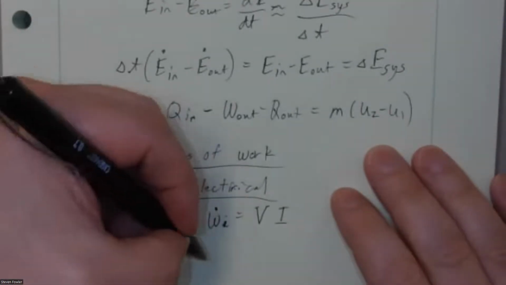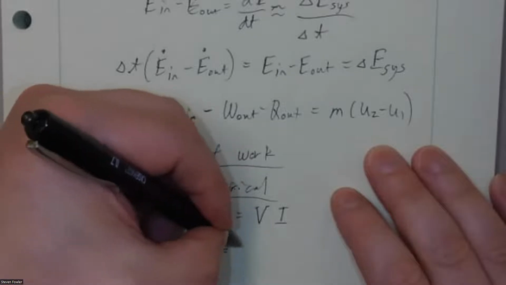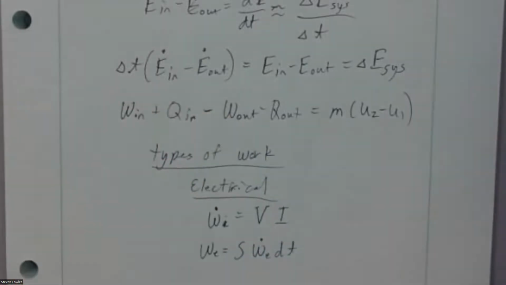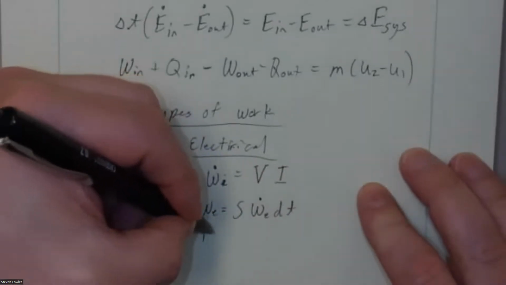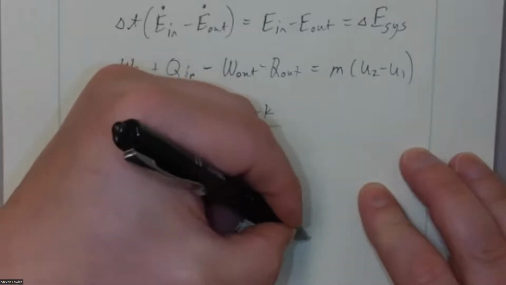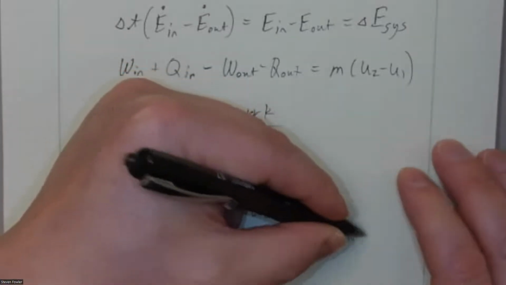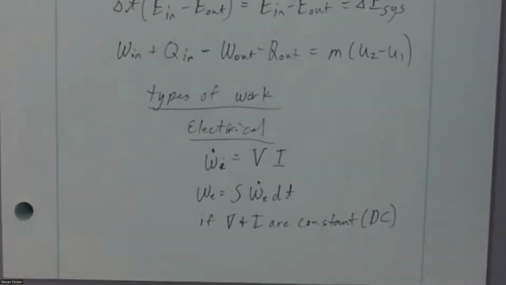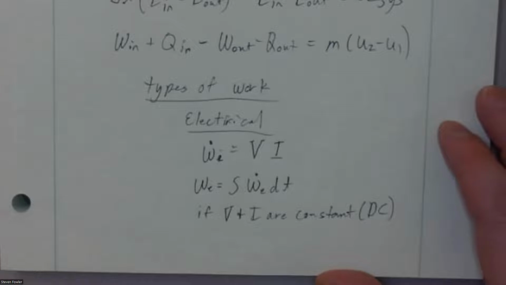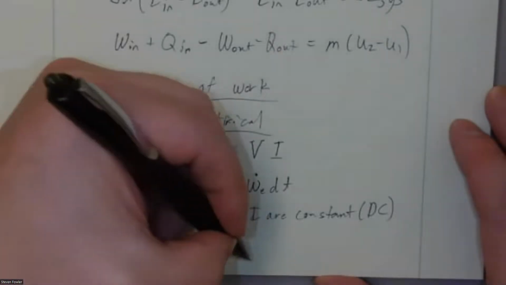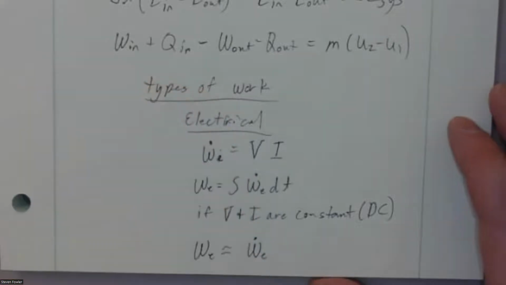Now, if you want the electrical energy, that's going to be the integral of this W dot E with respect to time. If V and I are constant, this is what we call DC, direct current conditions, like a battery or a solar panel. If voltage and current are constant, then the electrical work is essentially equal to the electrical power, which is constant.